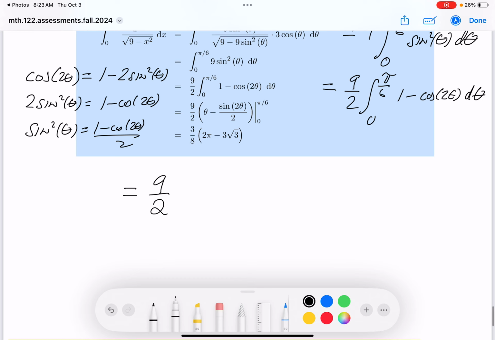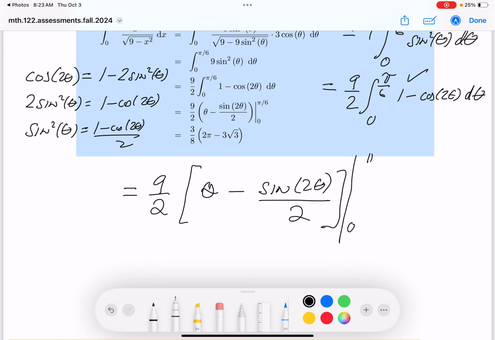9 over 2. The antiderivative of 1 is going to be theta. The antiderivative of cosine is going to be the sine 2 theta. I got to worry about that 2 because when I differentiate that, a 2 is going to pop in there. I want it to cancel off. And then what do you get? You get 0 and you get pi over 6.